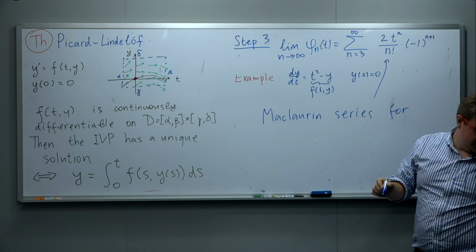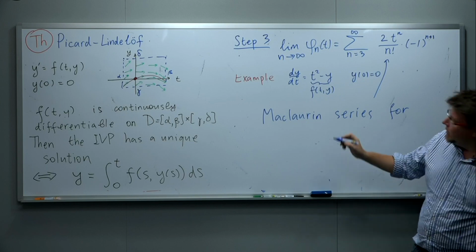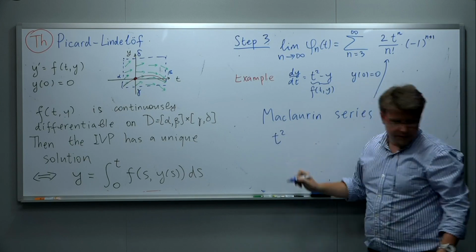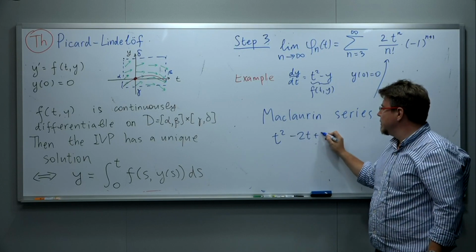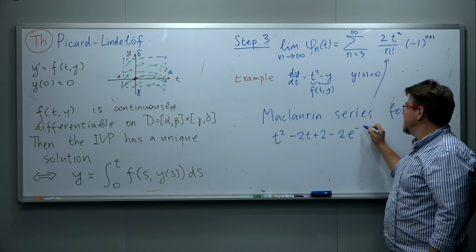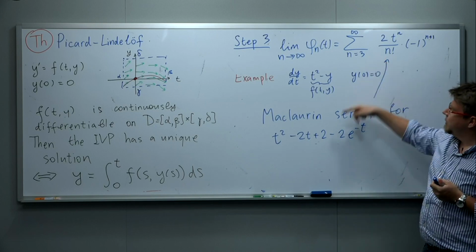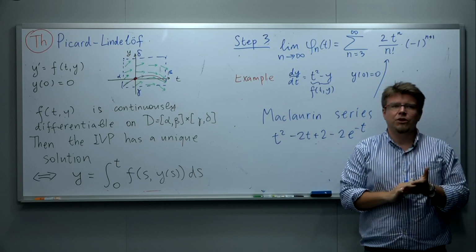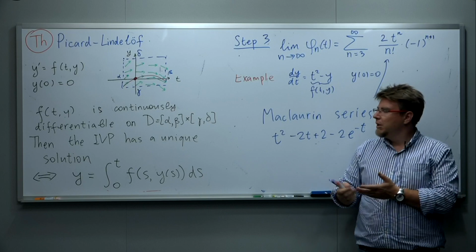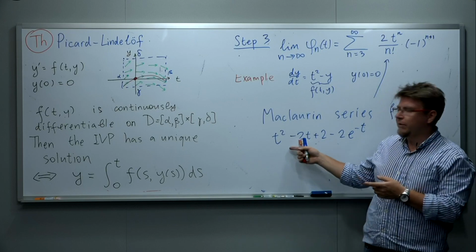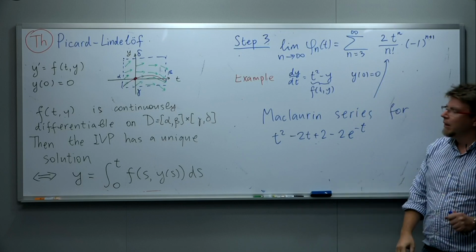What was the function? Let me check my notes. It's t squared minus 2t plus 2 minus 2 minus t. So this is just the Maclaurin series for this function, which I hope you know how to compute, or you can just enter it in Wolfram Alpha. You will see that that's exactly it.